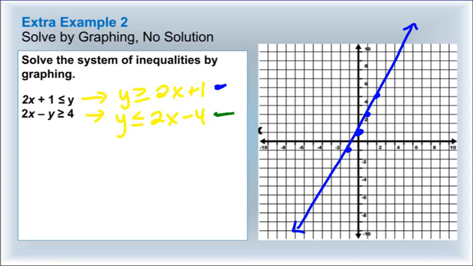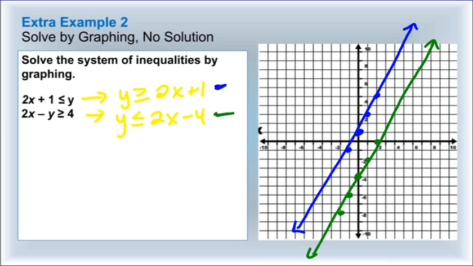Then I'll use green for this other one. Put a point at -4. It has a slope of 2 as well, so up 2 over 1, up 2 over 1, or down 2 to the left 1. This also has the equal to sign, so this is a solid line. Lines are parallel.